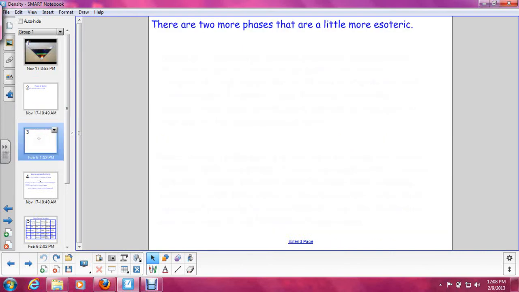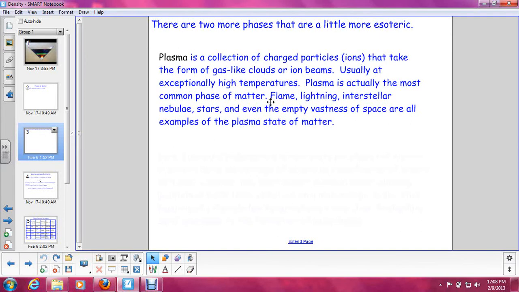There are two other phases of matter that don't get as much attention. And the first one is plasma. Plasma is like a gas, but it's a collection of charged particles. And this usually happens at really, really high temperatures. We don't talk about it a whole lot, but it's super common. Flames, lightning, stars, and even empty space are all examples of plasma, a group of charged particles.